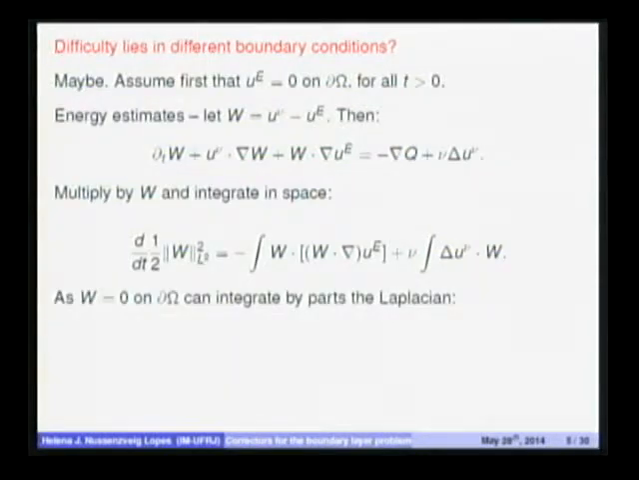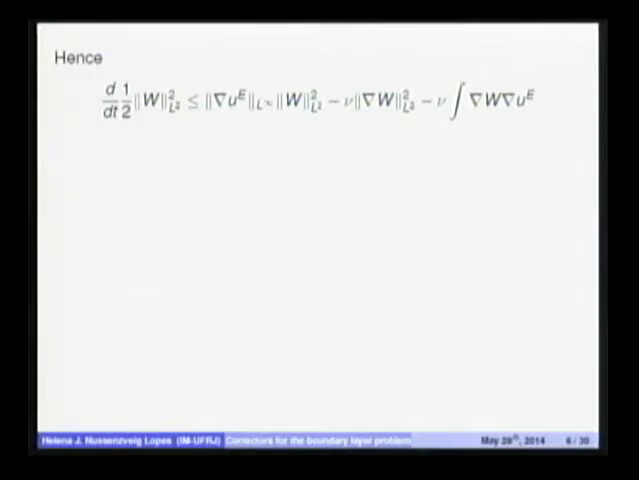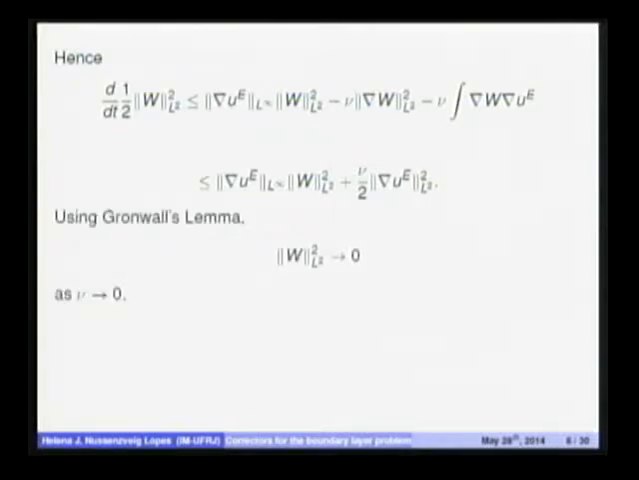Okay, since W is 0 on the boundary, we can integrate this term by parts, and we get this, okay, and therefore we wind up with the following estimate. d/dt of the L2 norm squared of the difference is bounded by the L infinity norm of the gradient of u Euler times the L2 norm of W squared, minus nu times the L2 norm of gradient of W squared, minus nu gradient of W gradient of u Euler. Okay, and then if gradient of u Euler is smooth, we can estimate this by something which we can Gronwall, plus something that's small. Okay, and so therefore we get very easily that W goes to 0 in L2 uniformly in time when viscosity goes to 0. Okay, so we assumed, for the sake of argument, that the Euler solution was 0 on the boundary for all time.